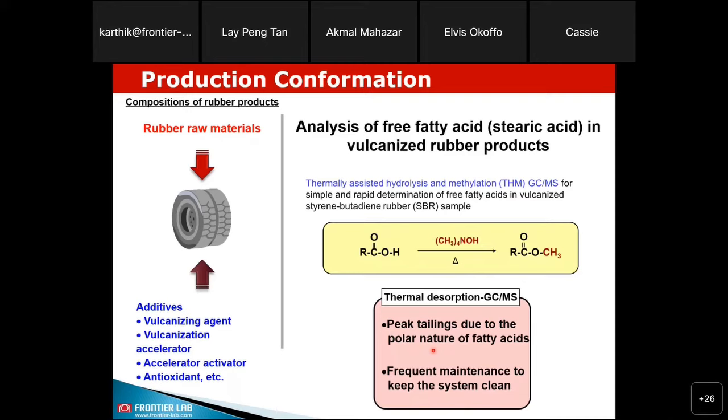So instead of looking at the fatty acids directly, you do this thermally assisted hydrolysis and methylation. Then you actually look at the methyl ester. It's something similar to FAME analysis, that is done for free fatty acids.